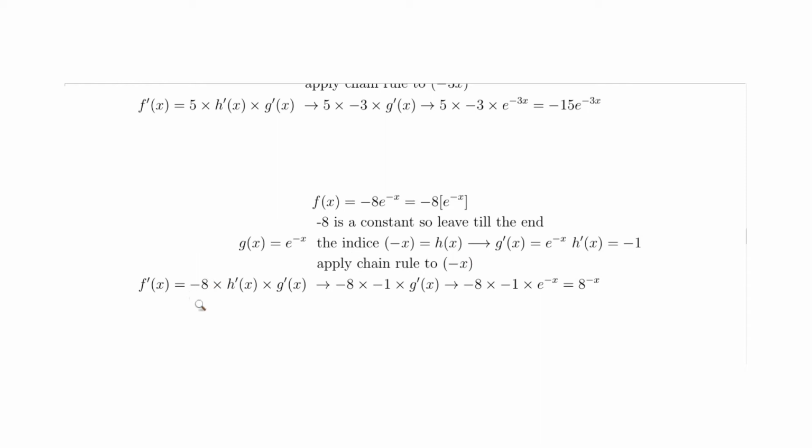So minus 8 times the derivative of h times the derivative of g is minus 8 times minus 1, which gives us plus 8. And the derivative of g of x, which stayed, was e to the minus x. So minus 8 times minus 1 is plus 8. So it's 8 e to the power of minus x. You can imagine here minus 1x, so minus 1 times minus 8 is plus 8. So 8 goes out front, and then the minus x doesn't change. So that takes care of exponentials.